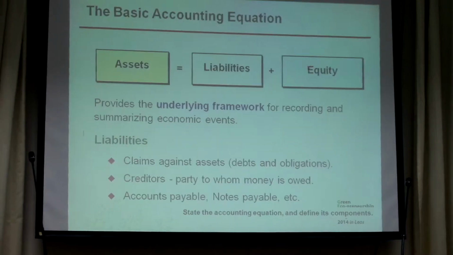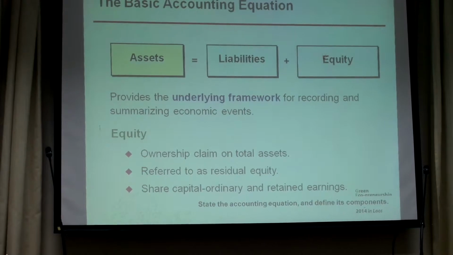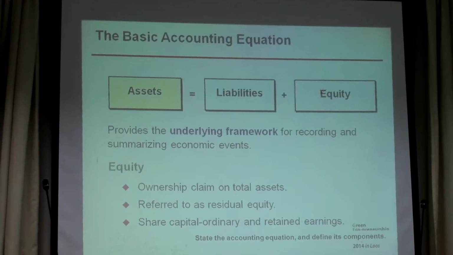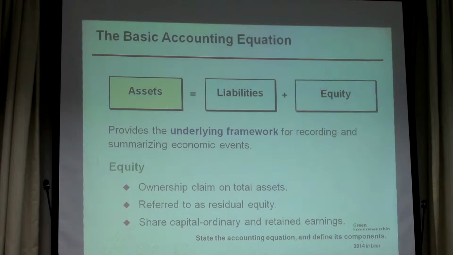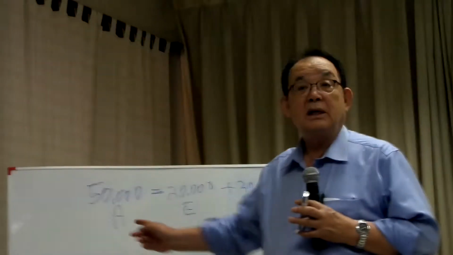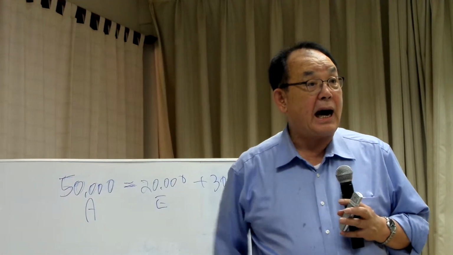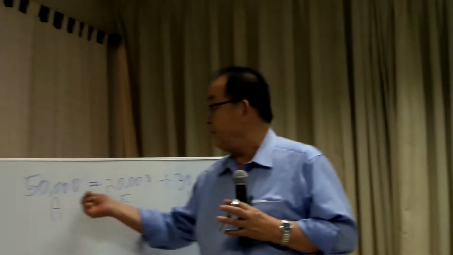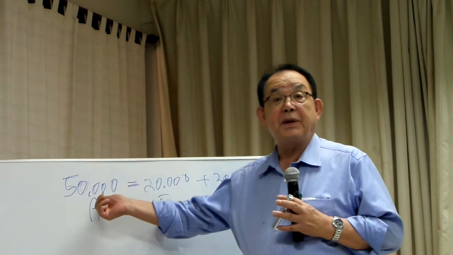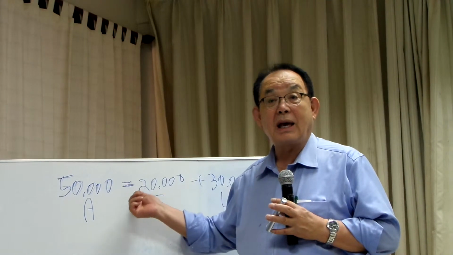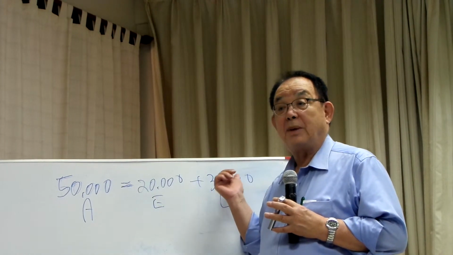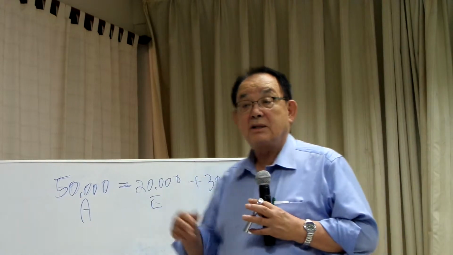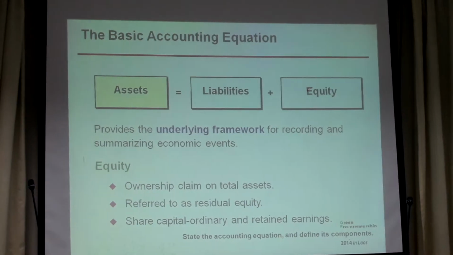And the equity. What is the equity? Equity is ownership claim on total asset. When I purchase a BMW, the 20,000 is my money. Out of my money, 20,000 over here against 50,000. This is my money. This is money I borrowed from Bank of America. So this one is ownership claim on total asset.